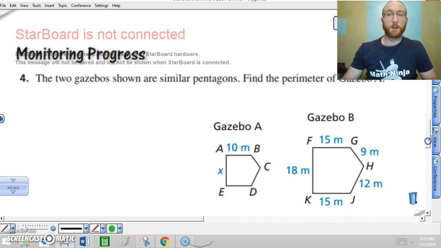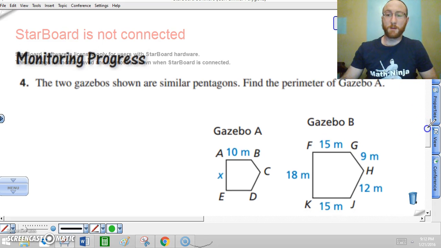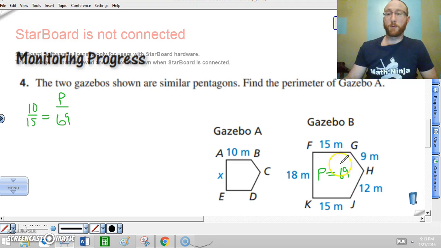All right, here is a problem for you to work on. I think you guys can see that. So I want to find the perimeter of gazebo A. I want you to pause your video. And so hopefully you found the perimeter of gazebo B.